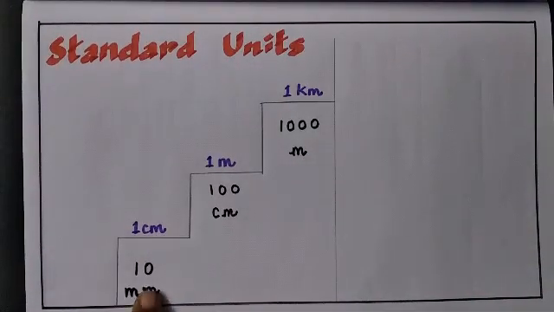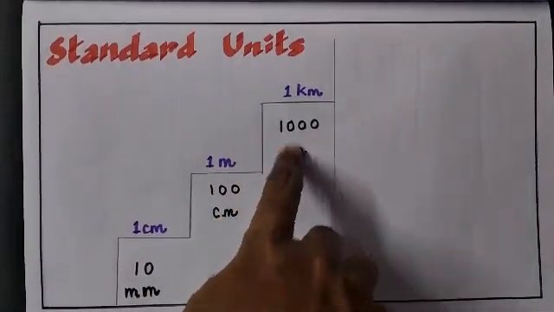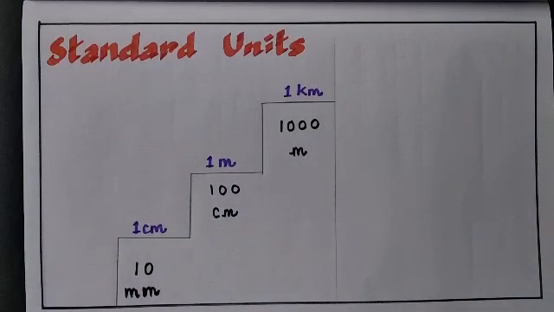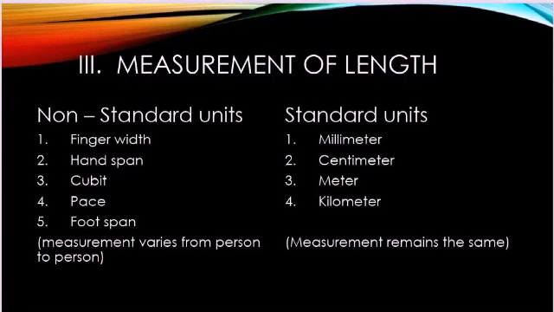Millimeter, centimeter, meter, kilometer. This is the correct order. Okay, children? I hope you understood today's class, measurement of length, non-standard units and standard units. In the next videos, we'll be doing the sums and we are going to find out the conversions.